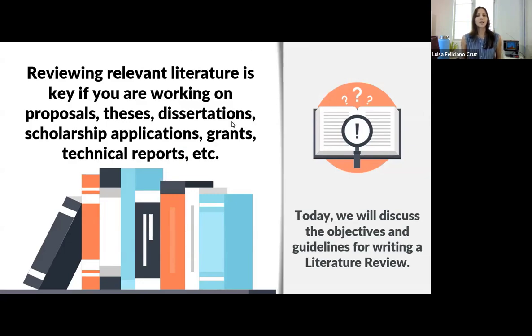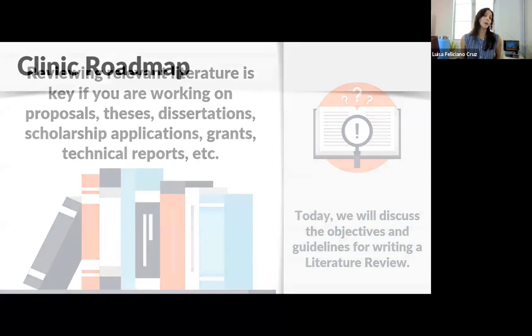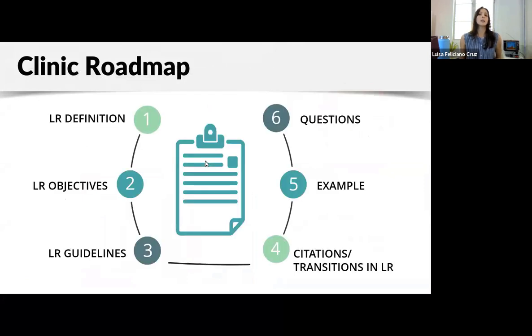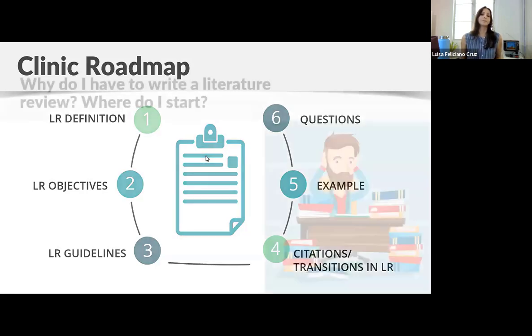So today we're going to discuss the objectives and guidelines for preparing a literature review. And as a matter of outline, we're going to define what a lit review is, some objectives, guidelines. We're going to talk a bit about citations and transitions because it's important for crafting a good review. We have an example, and if we're good on time, we're going to do the example. If not, it's going to be on the Canvas course. We can go through it later on. And we're going to take some questions.